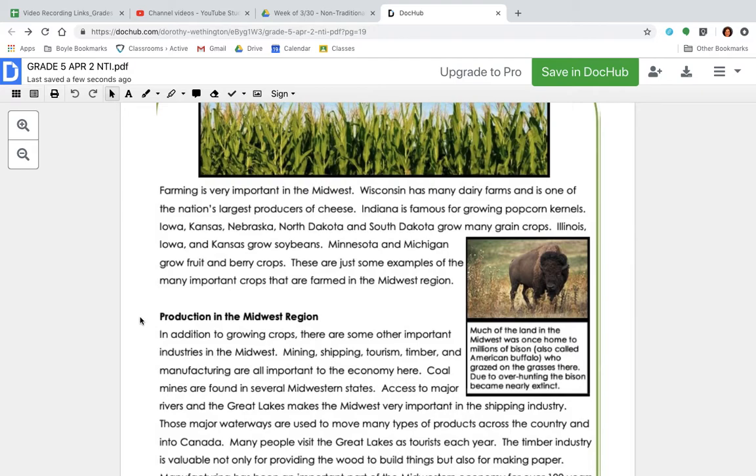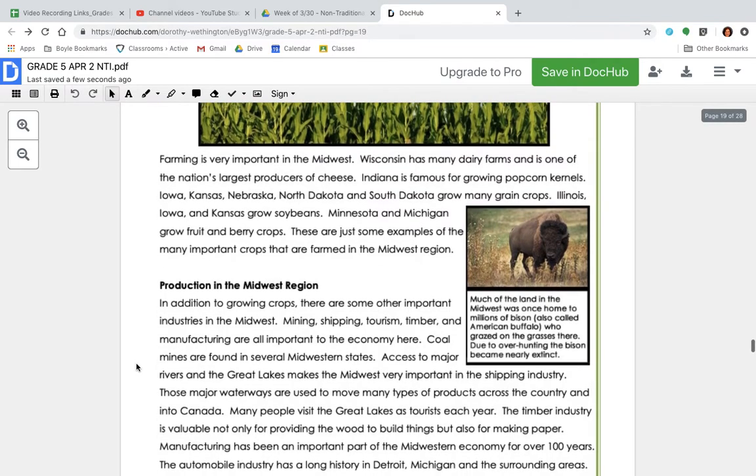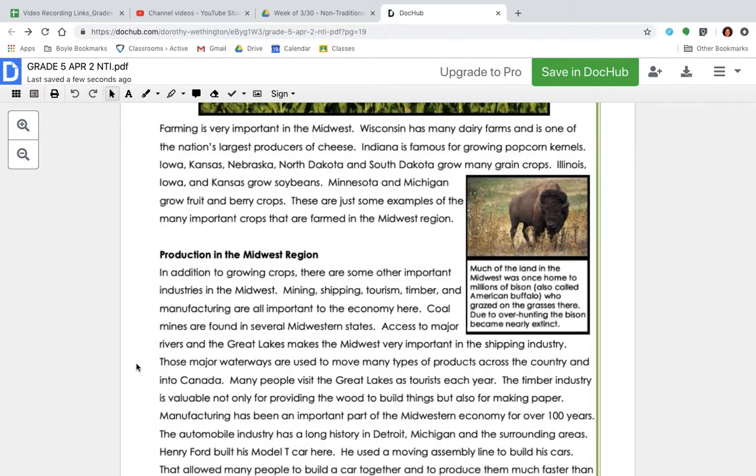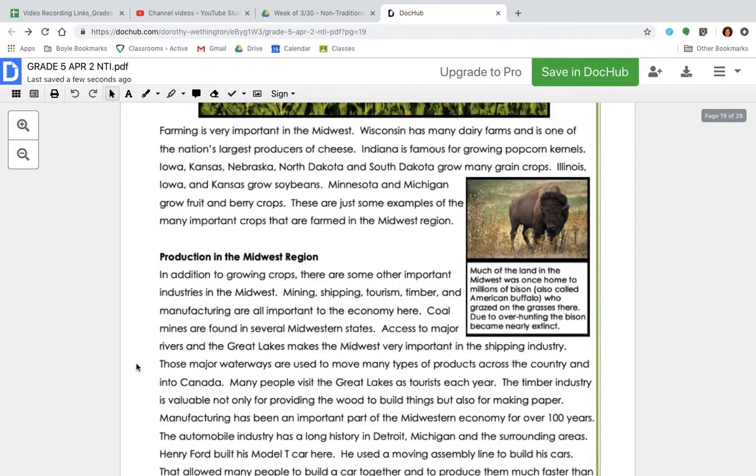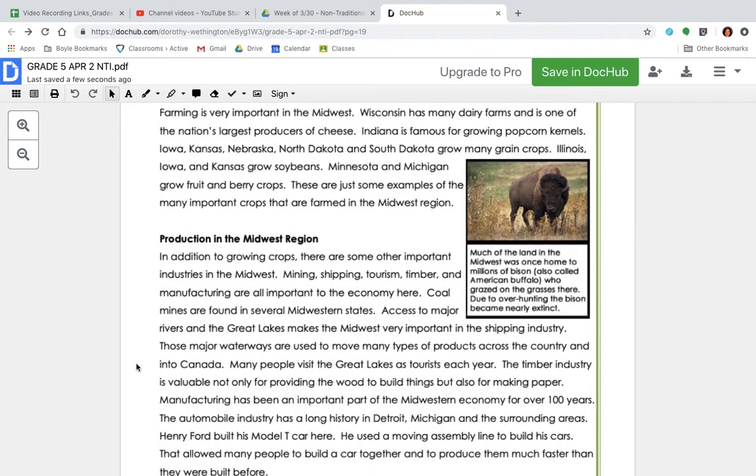Production in the Midwest region. In addition to growing crops, there are some other important industries in the Midwest. Mining, shipping, tourism, timber, and manufacturing are all important to the economy here. Coal mines are found in several Midwestern states. Access to major rivers and the Great Lakes makes the Midwest very important in the shipping industry. Those major waterways are used to move many types of products across the country and into Canada.